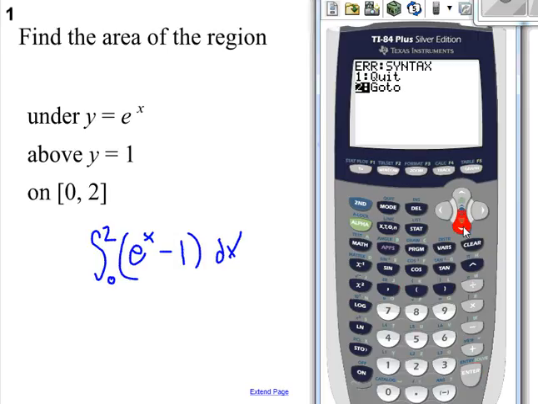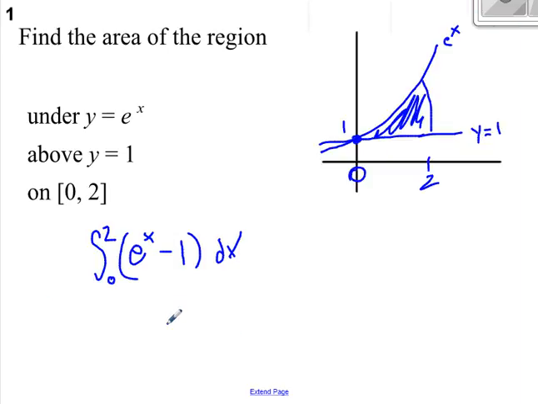Oops, let's see what went wrong. Oh, too many commas. There we go. And 4.389. Okay, so we've got that answer.